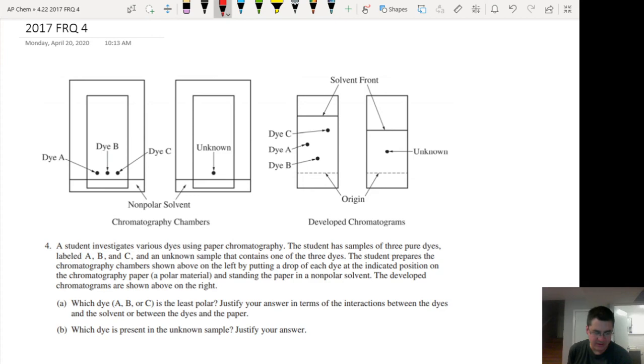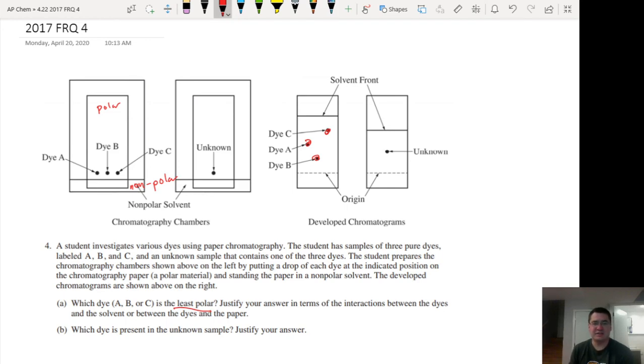Which dye, A, B, or C, is the least polar? So again, the paper is polar, and the solvent is non-polar. Oh, they say it right there. So which dye is the least polar? Justify your answer in terms of the interactions between the dyes and the solvent, or between the dyes and the paper. So which one? C, A, or B? B. Which one is the least polar? So it's either C or B. I'd say B. I'd also say B.